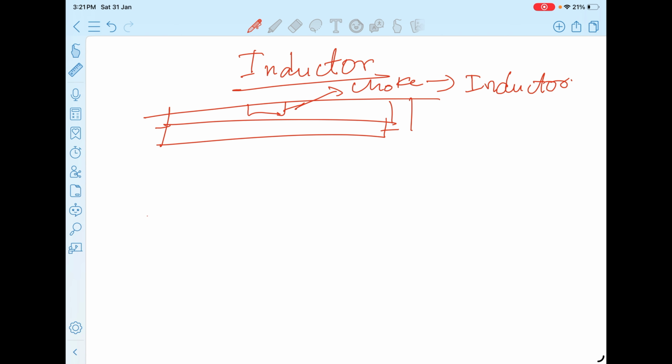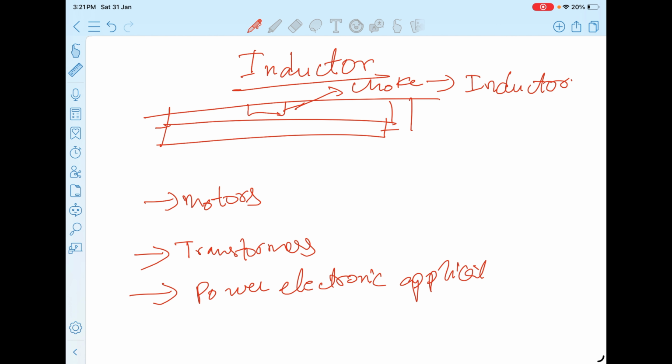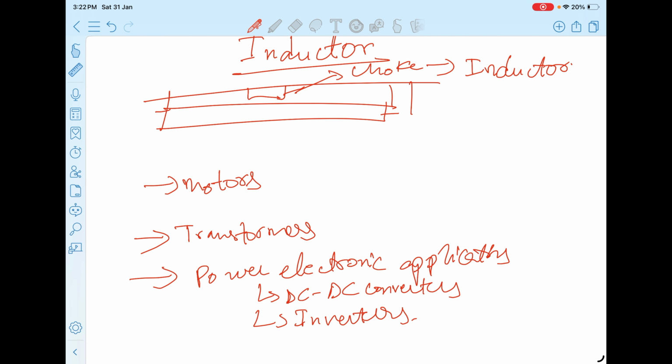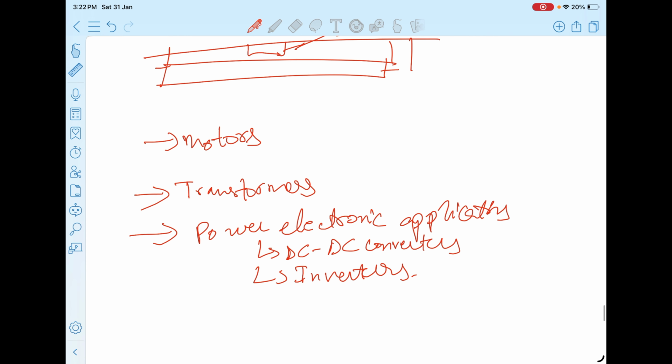Second, inductors are used in many motors, the principle of inductors is used in transformers, and inductors are used in many power electronic applications like DC-DC converters, inverters, and many more. So, what are the major properties of these inductors, and why do these properties make them suitable for this kind of application? We'll understand one by one.